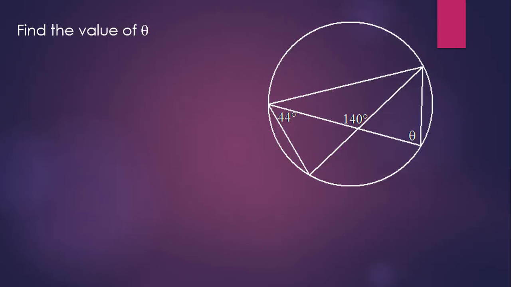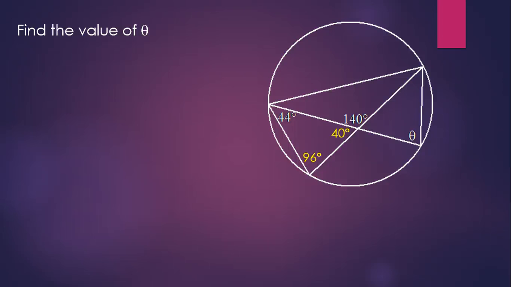Now we're going to have to look at several angles to find theta. First of all, we have two angles that are supplementary, so we know that this angle has to be a 40-degree angle. We also have a triangle, and there's one angle that we don't have identified in that triangle, but we know all three angles have to add up to 180 degrees, which means this angle in the triangle has to be 96 degrees.